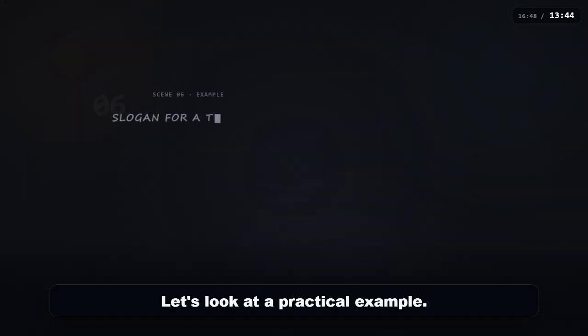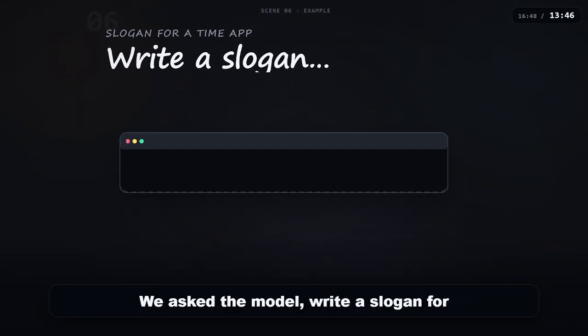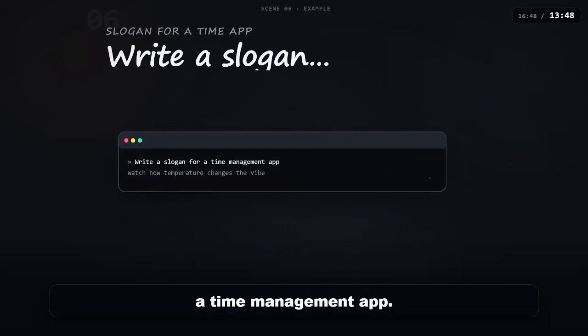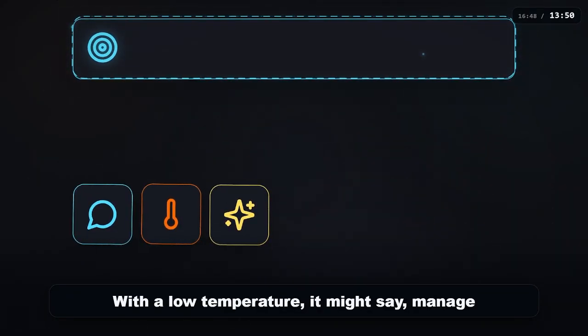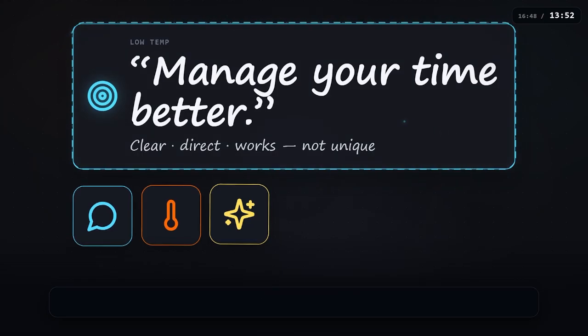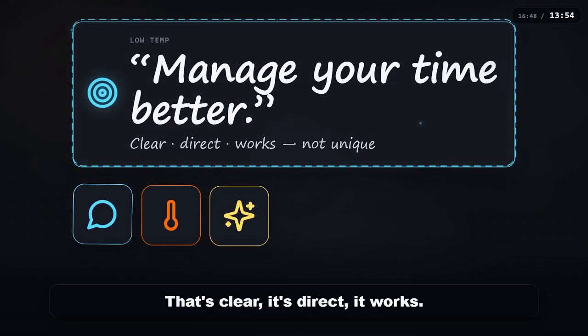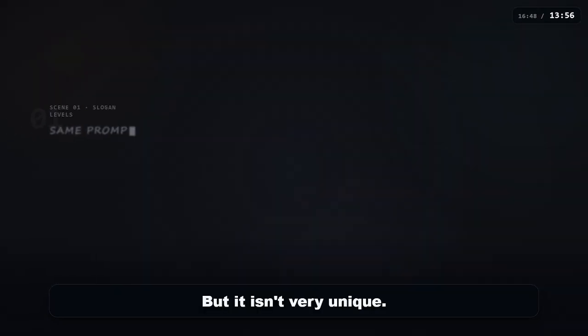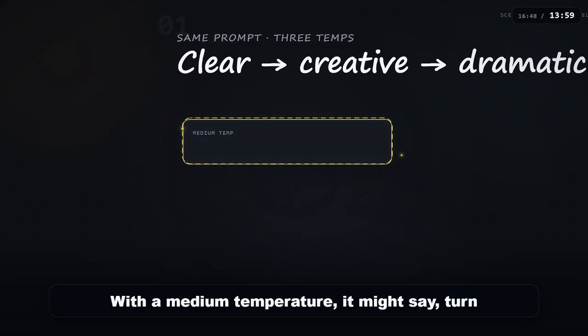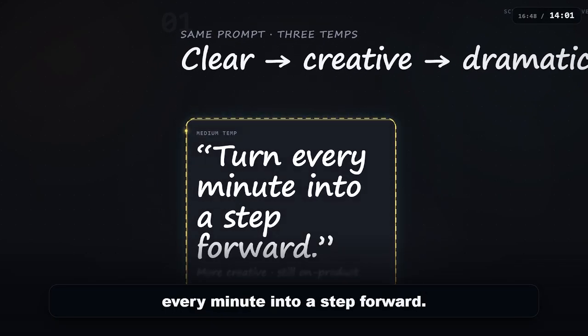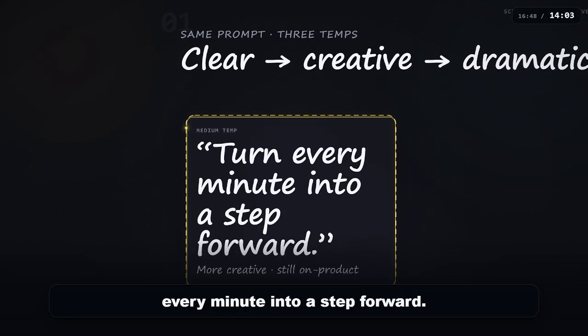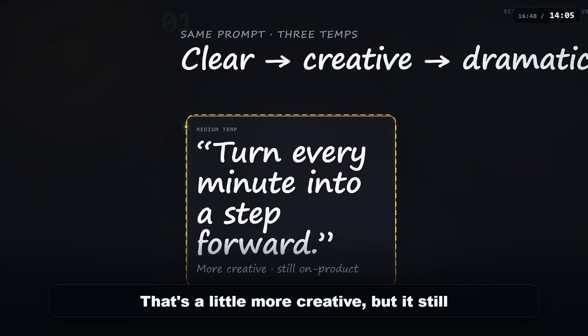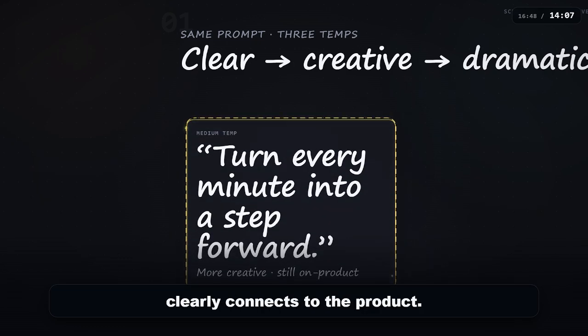Let's look at a practical example. We asked the model, "Write a slogan for a time management app." With a low temperature, it might say, "Manage your time better." That's clear, it's direct, it works. But it isn't very unique. With a medium temperature, it might say, "Turn every minute into a step forward." That's a little more creative, but it still clearly connects to the product.